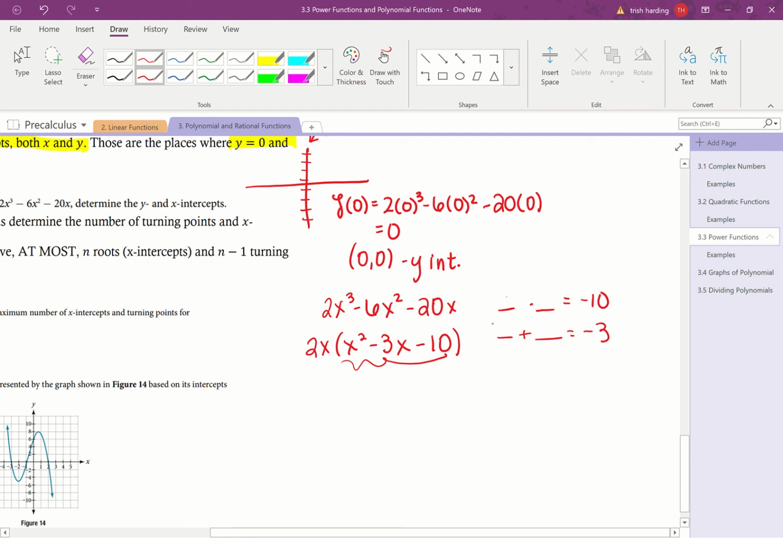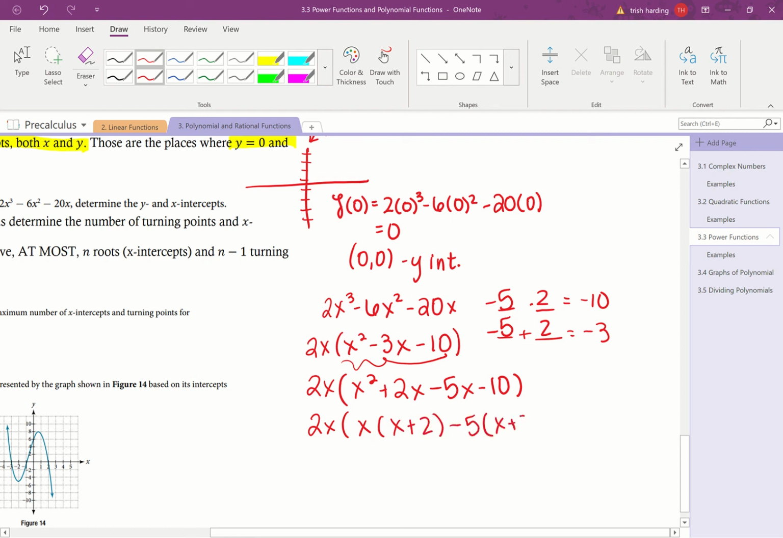So we're going to have -5 and 2. So that gives us, and I'm going to break it down into, we'll do 2x minus 5x minus 10. And that will give us x times x plus 2 minus 5 times x plus 2. So now I have 2x, x plus 2, x minus 5.